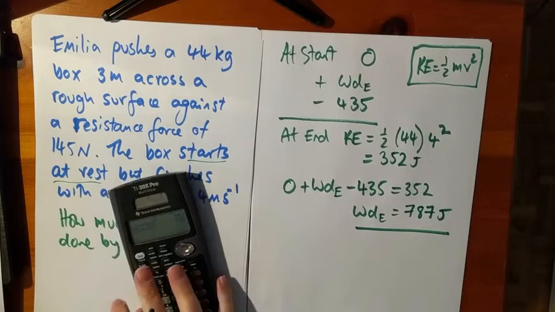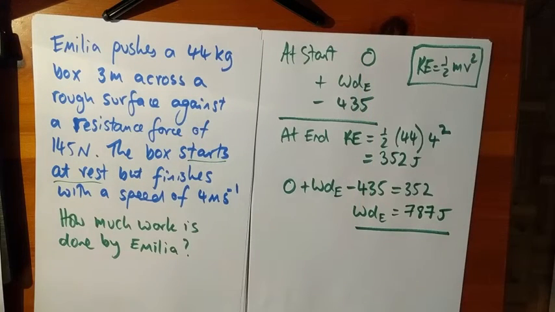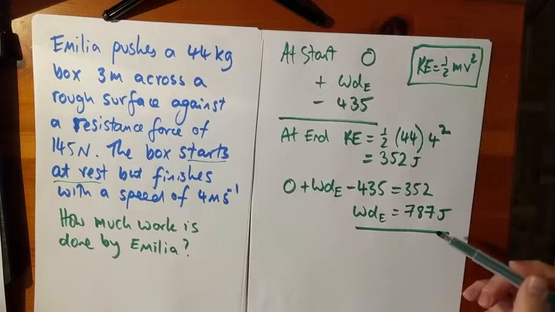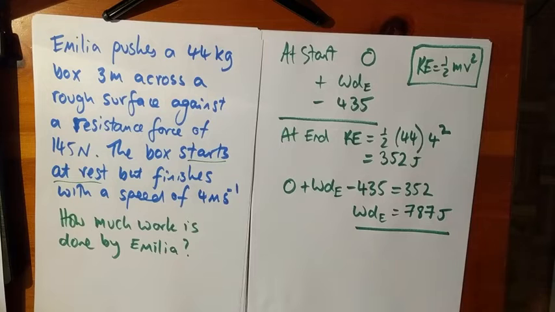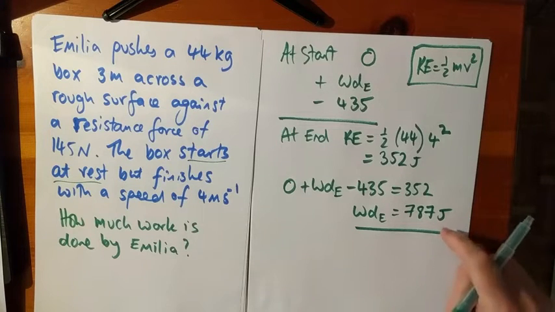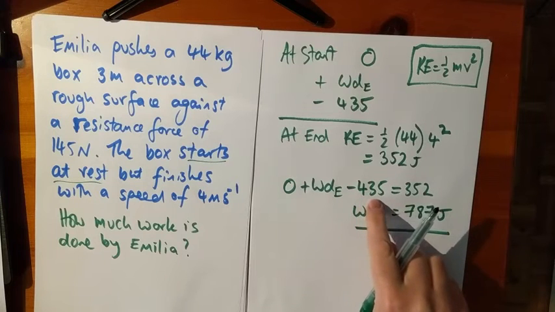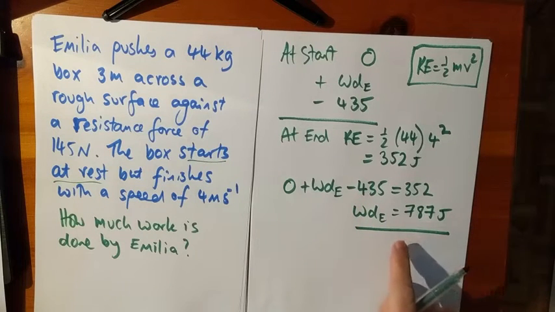And if you compare this to the box that Peter was pushing, where's my working for Peter? I've lost it. But there is more work done by Amelia, because by the end of the journey, Amelia had pushed the box so that it was moving faster, which means she had to put in more work in order to create more energy. So there was much more going on here. Peter only increased it by 435, but Amelia, the work done was 787.